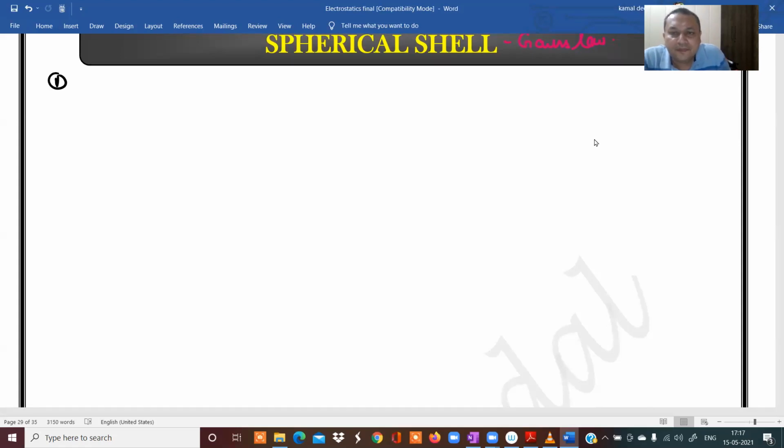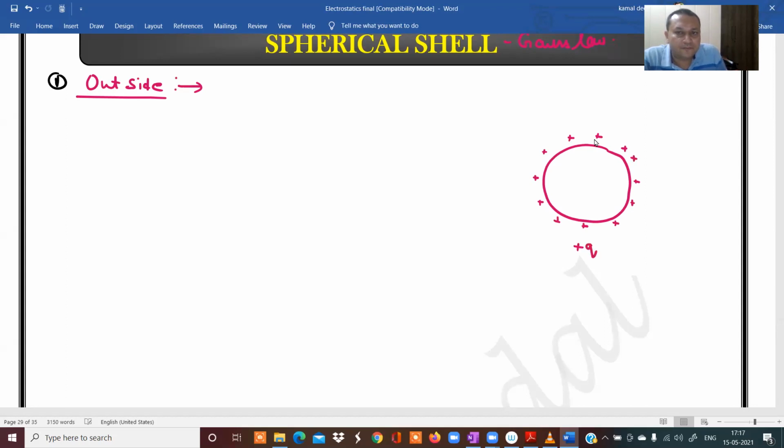First of all, outside. I told you there are two cases: one is inside, the other is outside. First of all, outside. Here is a spherical shell, a hollow spherical charge shell. It is having a charge on its outer surface. Charge never penetrates inside. So this is having a charge plus Q, and the radius of this spherical shell is capital R.